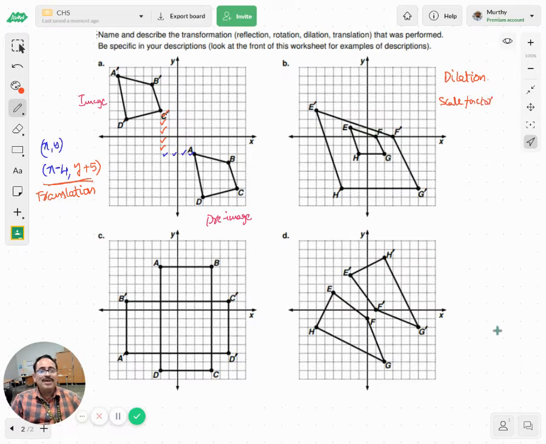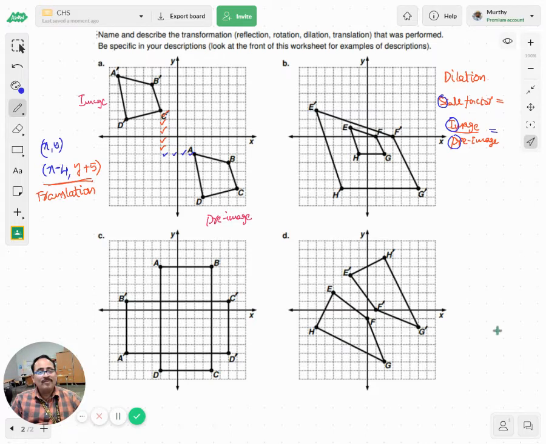I remember this way as SIP. SIP stands for image over pre-image. So how to memorize this formula? I remember it this way: the first letter S, first letter I, first letter P, so SIP. So scale factor equals image over pre-image.